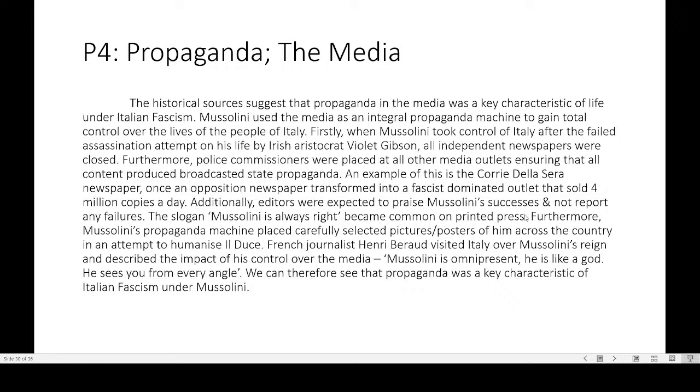Furthermore, connective word, Mussolini's propaganda machine placed carefully selected pictures and posters of him across the country in an attempt to humanise El Duce. French journalist Henri Beret visited Italy over Mussolini's reign and described the impact of his control over the media. Mussolini is omnipresent. He is like a god. He sees you from every angle. We can therefore see that propaganda was a key characteristic of Italian fascism under Mussolini. Now that sentence, I'm not going to say it's the most important, but if we're looking to get a H1, you're not going to get that without our linking sentences, recycling those key words and phrases into our paragraphs.